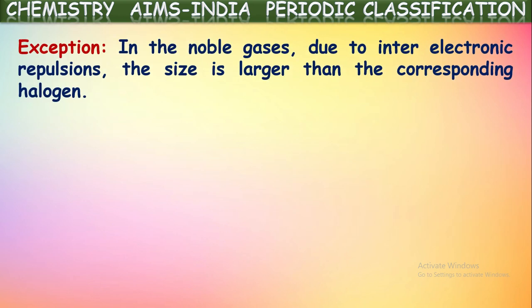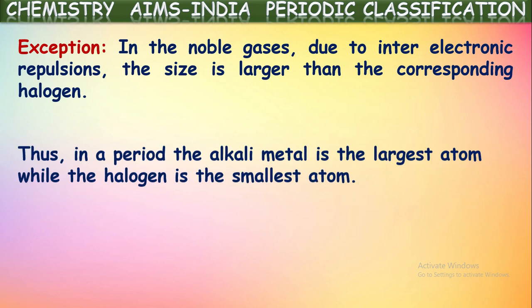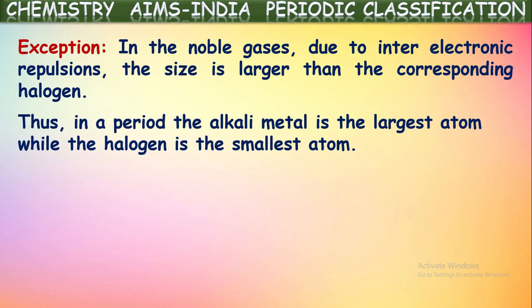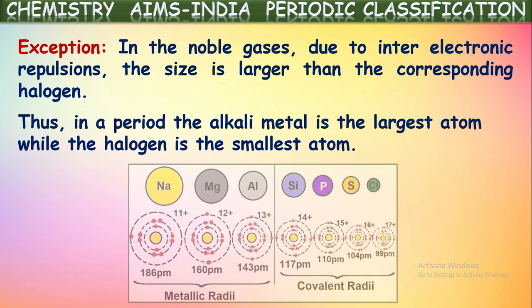Next, an exception in this. We said in a period from left to right atomic size decreases, but there is a little exception for the noble gases, that is the last group elements. What happens here? Due to interelectronic repulsions because of the completely filled outermost shell, the size is a little larger than the corresponding halogen. Okay, thus in a period, the alkali metal is the largest atom while the halogen is the smallest atom.